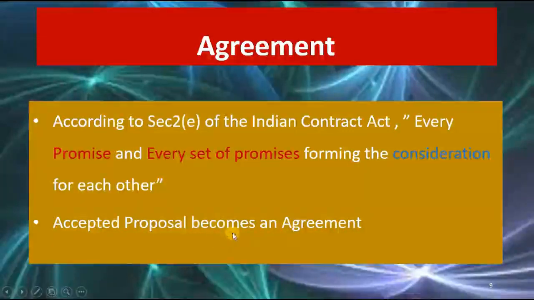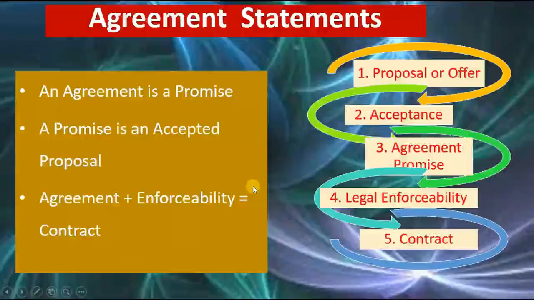And the second one, accepted proposal becomes an agreement. That we have seen in the previous case, proposal plus acceptance will become an agreement. So there are some statements regarding agreements and contracts that again relate to elements of contract. An agreement is a promise. Of course, an agreement is a promise. A promise is an accepted proposal. Promise means again proposal plus acceptance. Agreement and promise are synonyms, and promise means proposal plus acceptance.